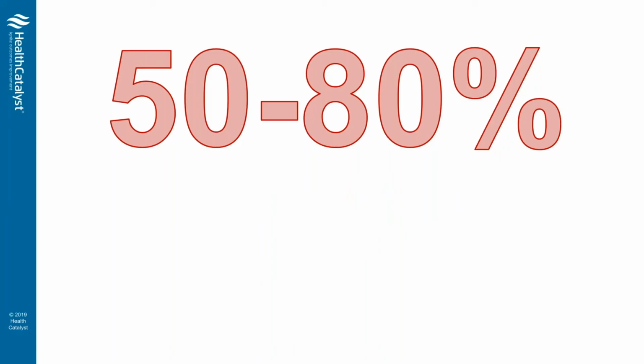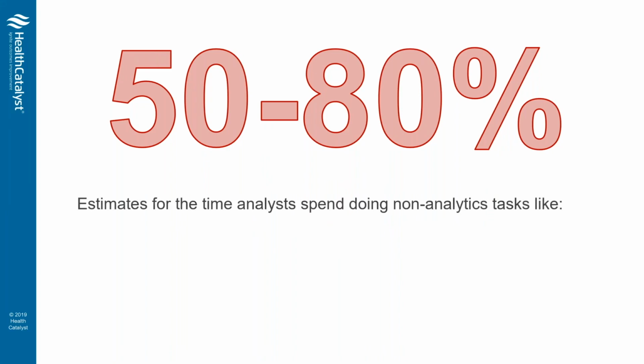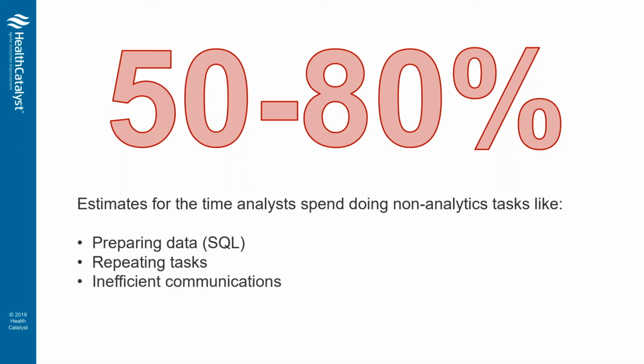So we did a poll of analysts across the country, and we found that 50 to 80% of analyst time is spent doing other things, not analytics. Things like preparing data using SQL. It's the database language that we use to get data from a relational database. Repeating tasks, doing the same things over and over again. We're going to double click on that in just a moment. Inefficient communications, getting the right business input to the problem that they're trying to solve. And doing simple tasks that can be automated.